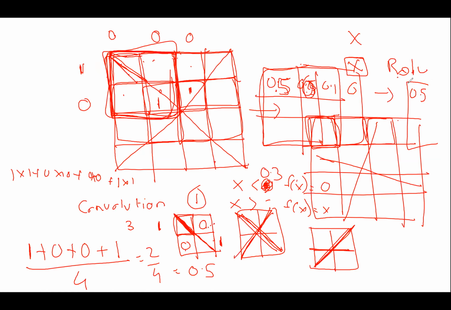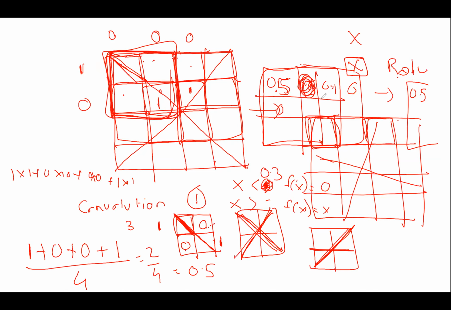So then you pass it through the ReLU layer. The ReLU layer filters it out. So this becomes 0, this becomes 0.5, this becomes 0, and so on. So the output after convolution and ReLU is basically going to be a smaller image.